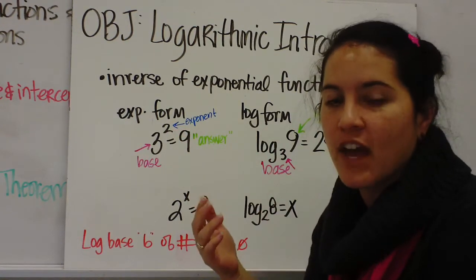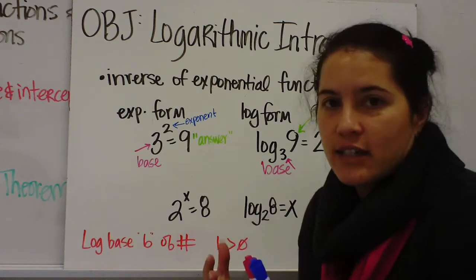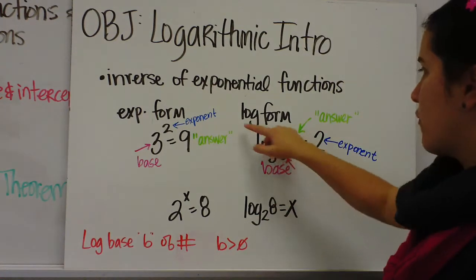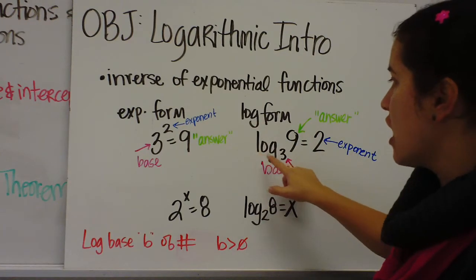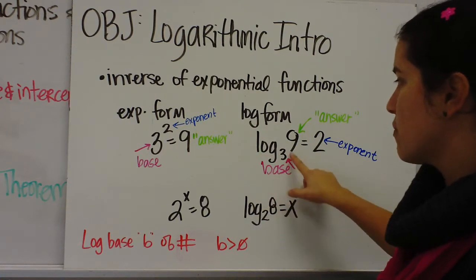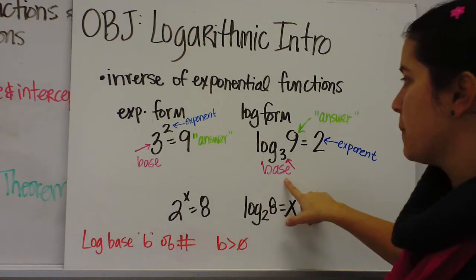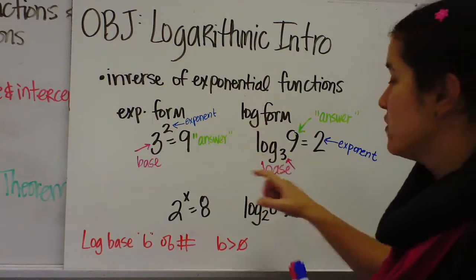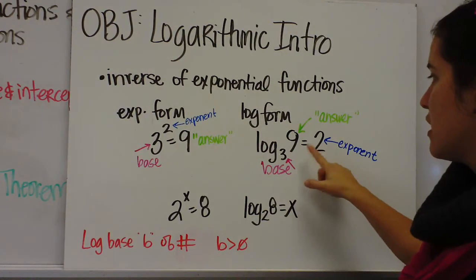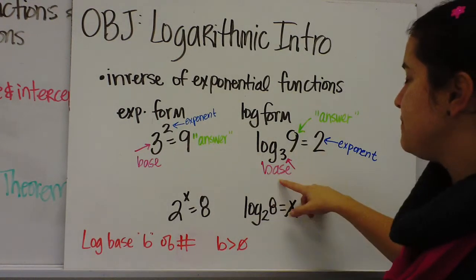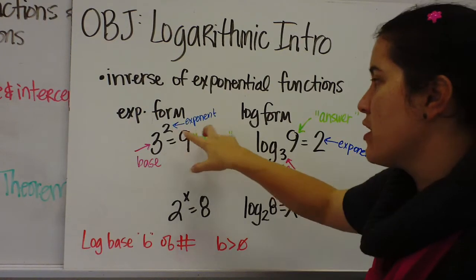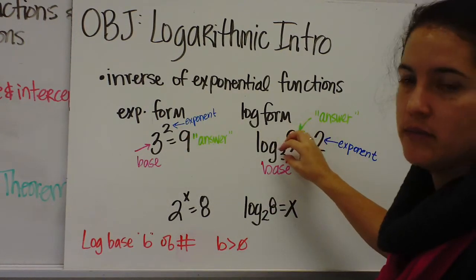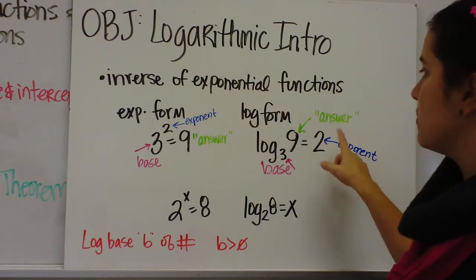3 squared is 9. To undo that exponential equation, you would use the logarithmic form, log form, which says log of base 3. So your base is 3, of 9, so 9 is your answer, is 2, that's your exponent. So the base is the same, and your exponent and your answer kind of switch places. What was your answer is now in your problem, and your exponent is now going to be on the equal sign.